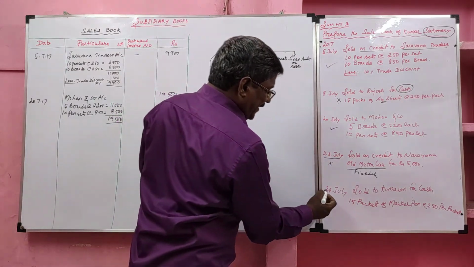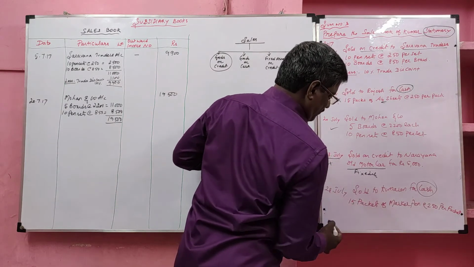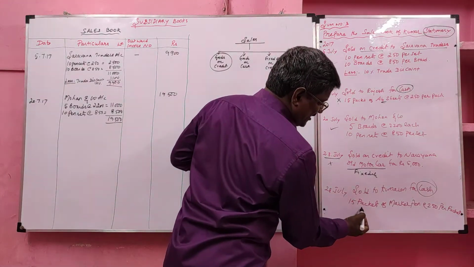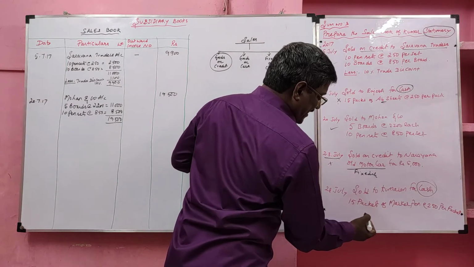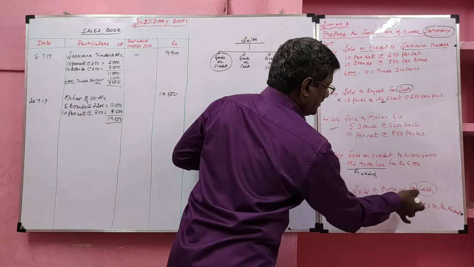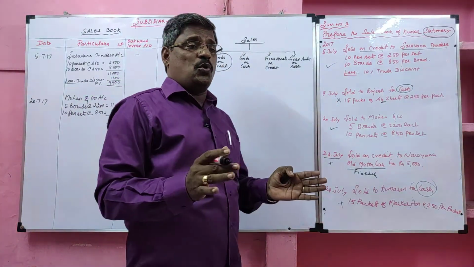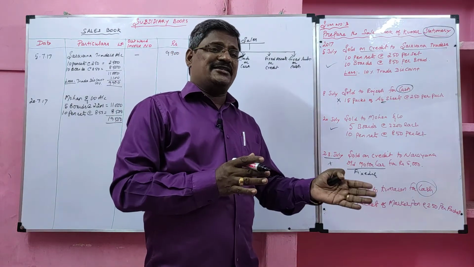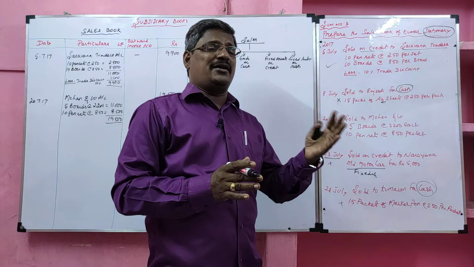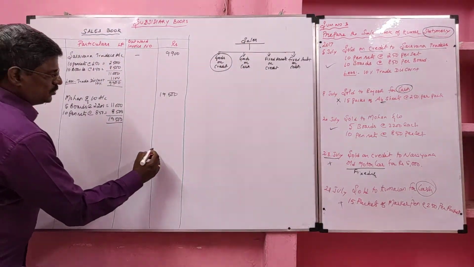Next, 28th July, sold to Kumaran for cash. What did they sell? Stationery, 15 packets of marker pen at 250 per packet. They sold goods for cash, so it will not be recorded in the sales book. I said only goods sold on credit terms are recorded; goods sold on cash, and fixed assets sold on cash or credit, will not be recorded. Okay, now we have to total it.